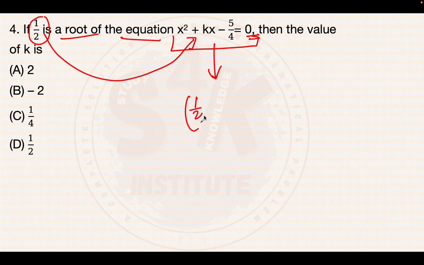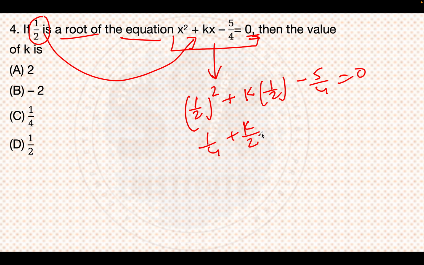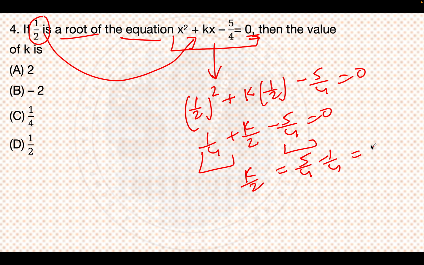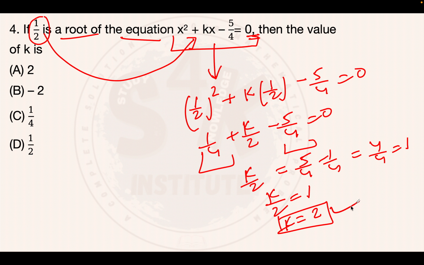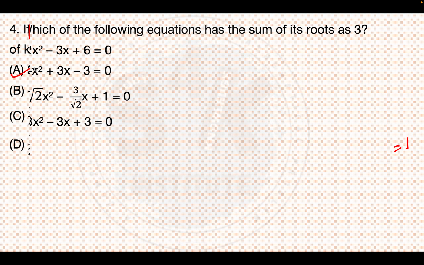So half square plus k times 1 by 2 minus 5 by 4 is equal to 0. So 1 by 4 plus k by 2 minus 5 by 4 is equal to 0. If we simplify, you will get k by 2 is equal to 5 by 4 minus 1 by 4, that will give you 4 by 4, that will give you 1. So k by 2 is nothing but 1. So k value will be 2. Okay, so yeah, the answer is A. Let's do the next question.